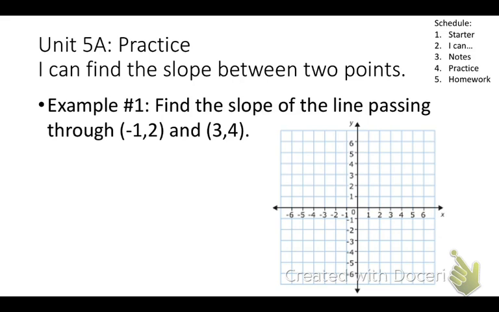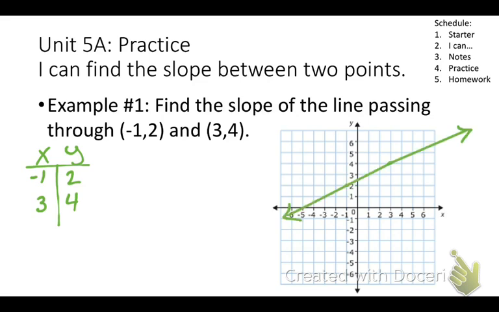So here is my 2 points. I'm first going to make a table, and here is my table. I label it x and y. My first point is -1, 2, so -1, 2. And my second point is 3, 4. Now, I'm also going to draw it over in the graph, just so you can see what it looks like. All right, so there it is drawn. Just by looking at it, I can kind of see that we've got a positive slope going, and we'll talk about that right now.